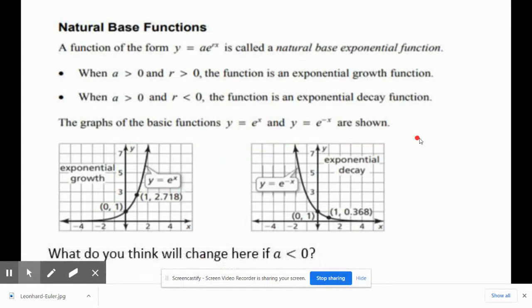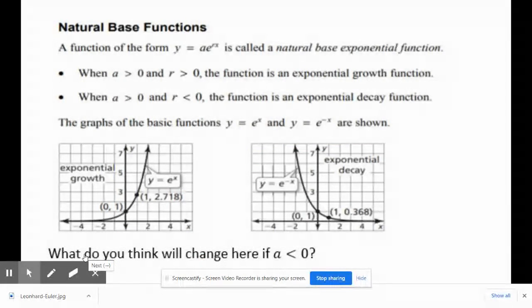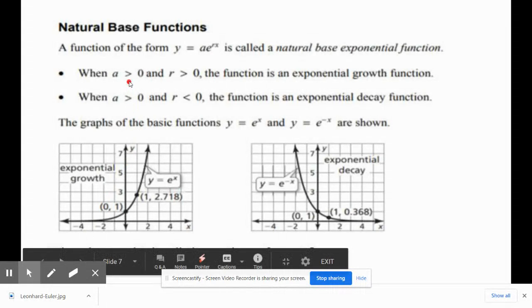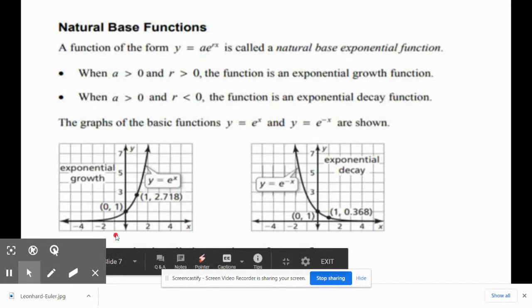Now we're going to manipulate these graphs. We're going to start to make some changes to it. So what do you think is going to happen if we made a negative? We only talked about when a is positive. But now what if we make a negative? So the number that comes in front of the e, if that's negative, what do you think is going to happen? Okay, let's go on to the next slide and we will see.